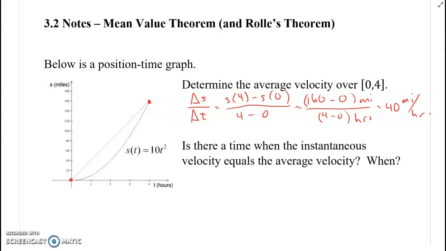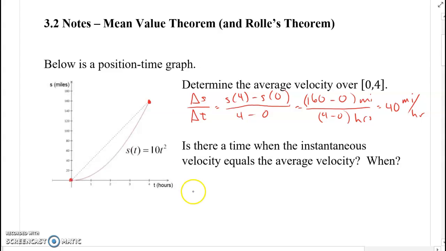So one question we could ask is, is there a time during this interval from 0 to 4 where the particle is moving at 40 miles per hour, right? It starts out at 0 miles per hour. It ends up at, well, I'll let you guys think about that. The slope here, you should be able to figure out the slope at this point. You should probably be able to figure out that that's 80 miles an hour. So the question is, is there a place somewhere between t equals 0 and t equals 4 where the instantaneous velocity is equal to 40 miles per hour? And the question is when, if so.